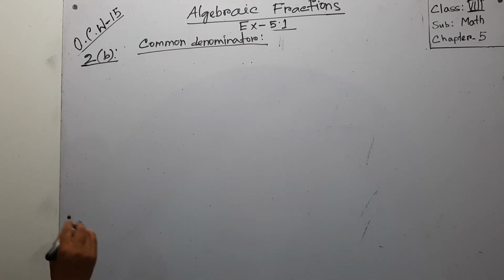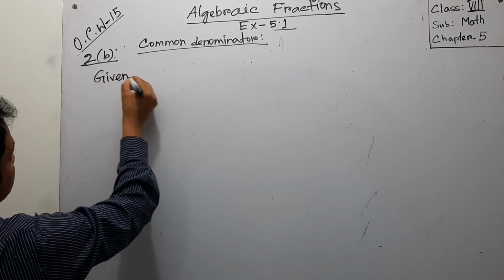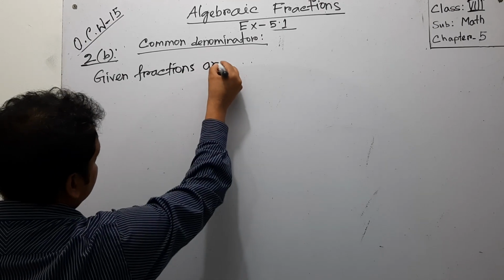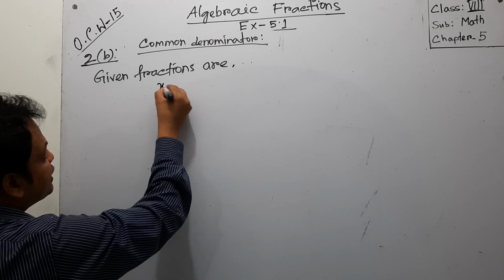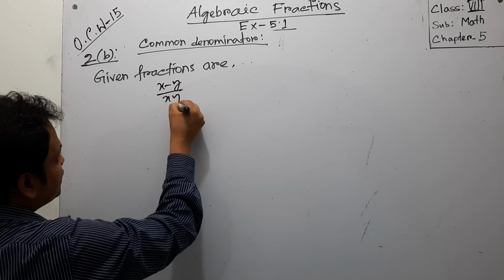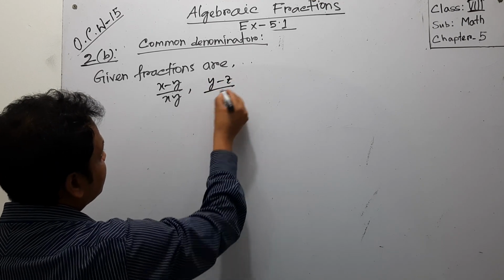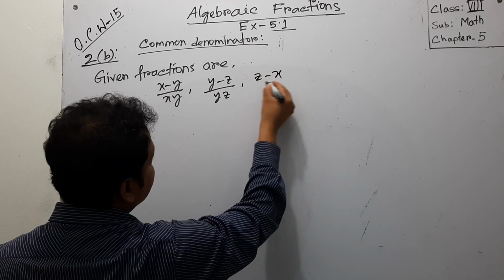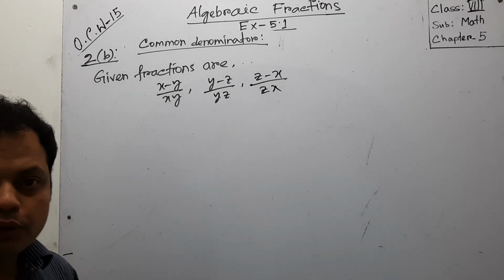We'll write the solution. Given fractions are, what are the fractions in B? x minus y divided by xy. This is the first fraction. y minus z divided by yz, second fraction, and third fraction z minus x divided by zx. So these are the three fractions given.